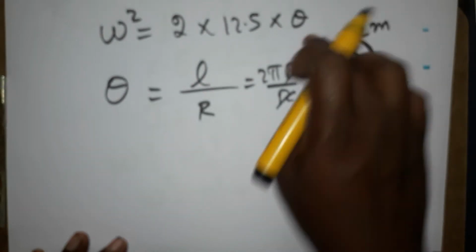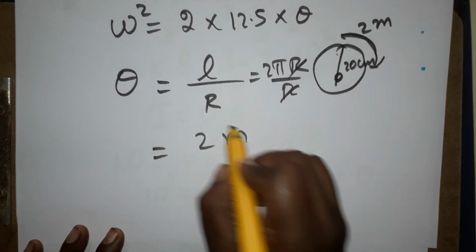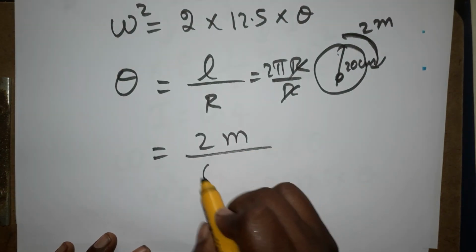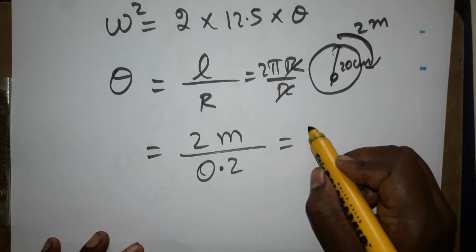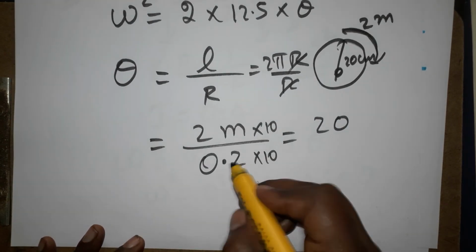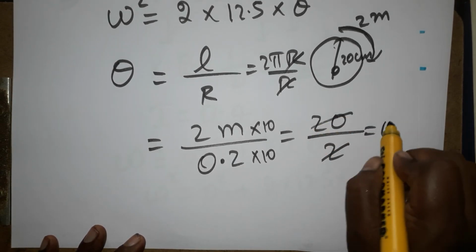The arc length is how much? 2 meter. That's going to be the movement of the roll. How much radius is it? 20 centimeter, which you can write as 0.2 meter. So you can multiply 10 in numerator and denominator, because the decimal in the denominator will go. 20 divided by 2 will give 10. Theta I got as 10.